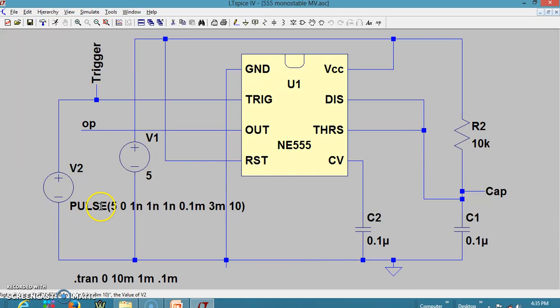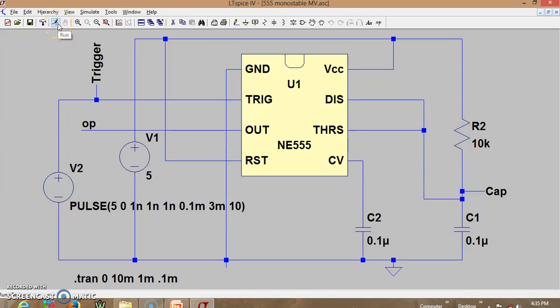Here you can see we have applied a pulse with an initial magnitude of 5 and a trigger voltage of 0. So initially it is 5 and then goes to 0. It remains at 0 for 0.1 millisecond, and it repeats every 3 milliseconds. So this is the pulse description. Initially it is 5, goes to 0. This is your delay time, rise time, fall time, and this is the time for which it is 0, which is only 0.1 millisecond. 3 millisecond is the repetition time, and we have 10 cycles.